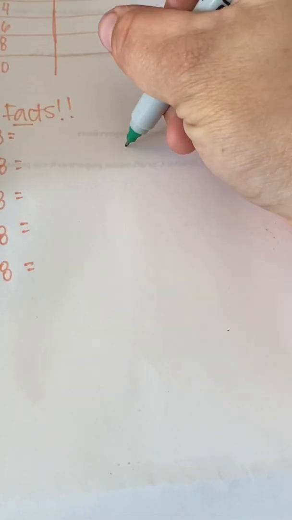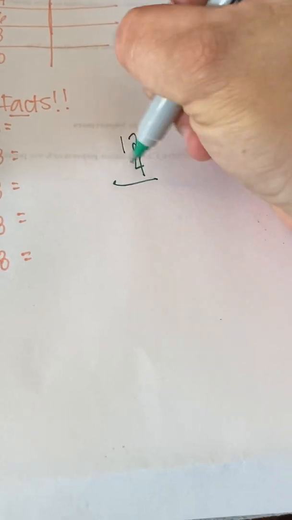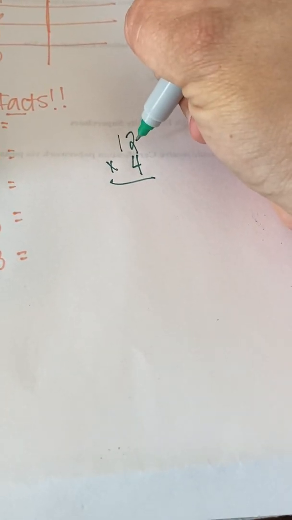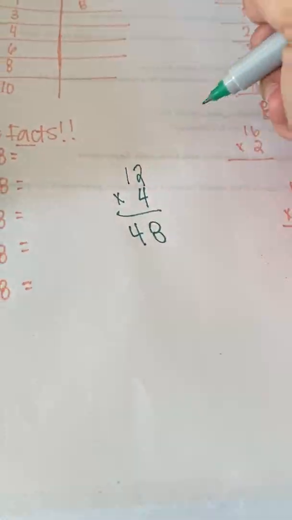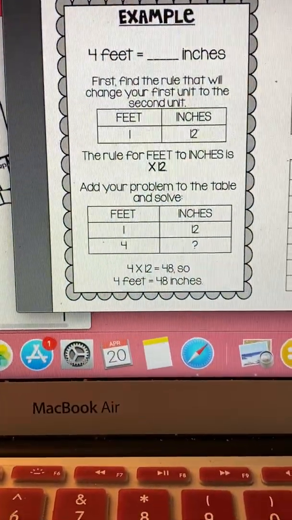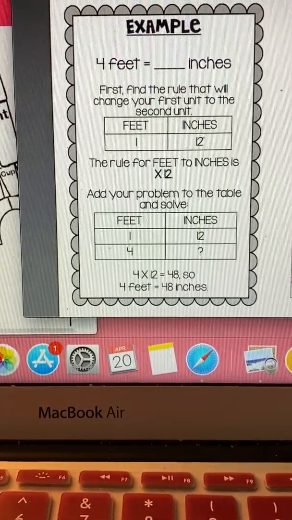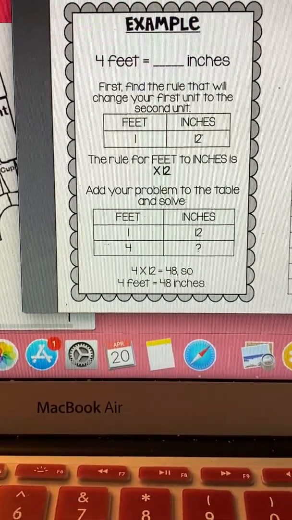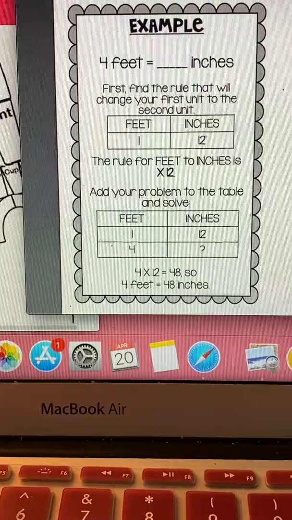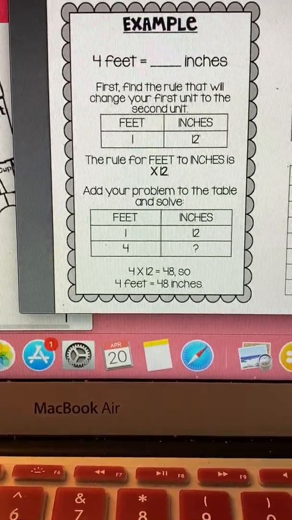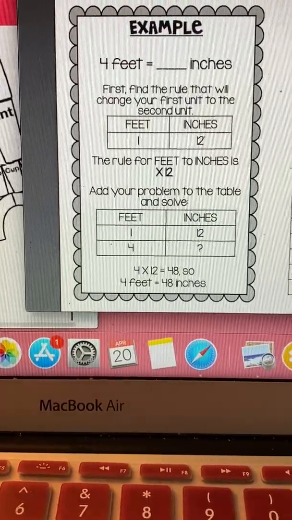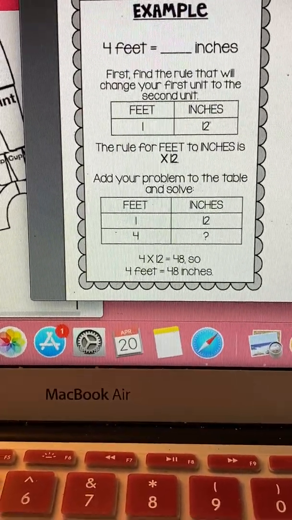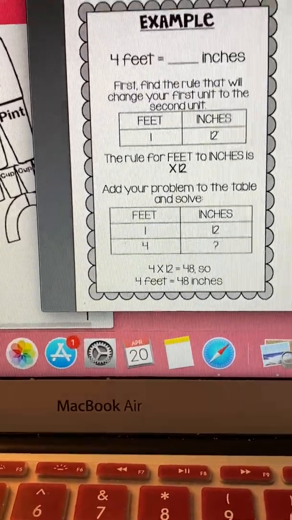So we can work that out over here. 12 times 4: 2 times 4 is 8, 4 times 1 is 4, so 48. Therefore, the answer to that first blank should be 48 inches. So the rule for feet to inches is times 12, just like what we did. And then add your problem to the table and solve. So 4 feet times 12 equals 48. So 4 feet equals 48 inches.